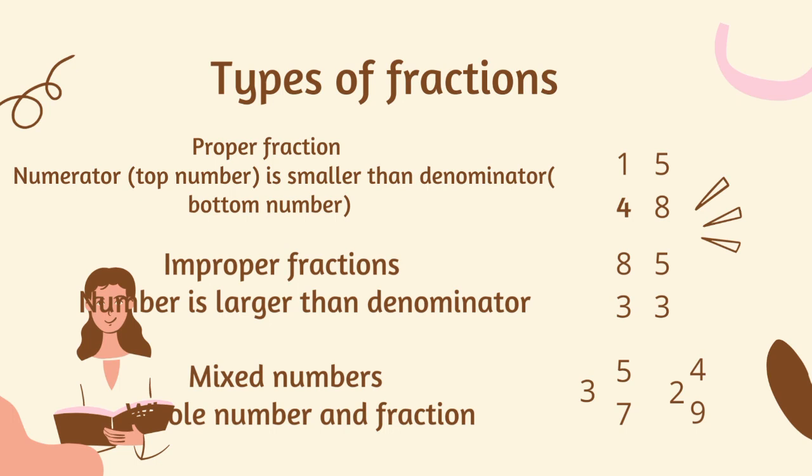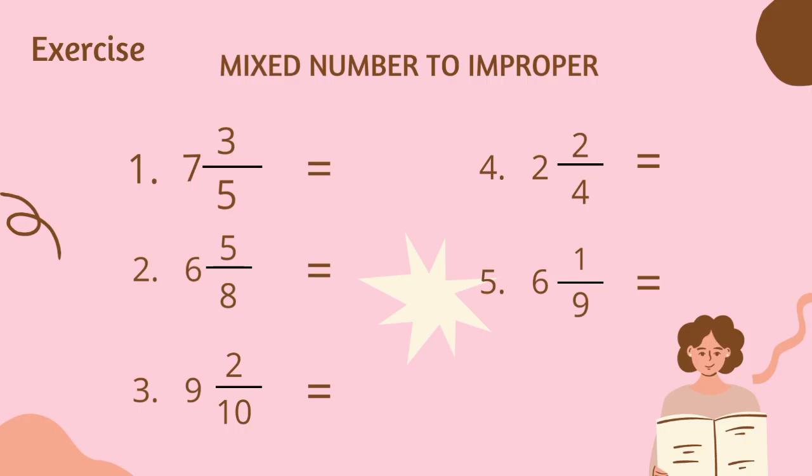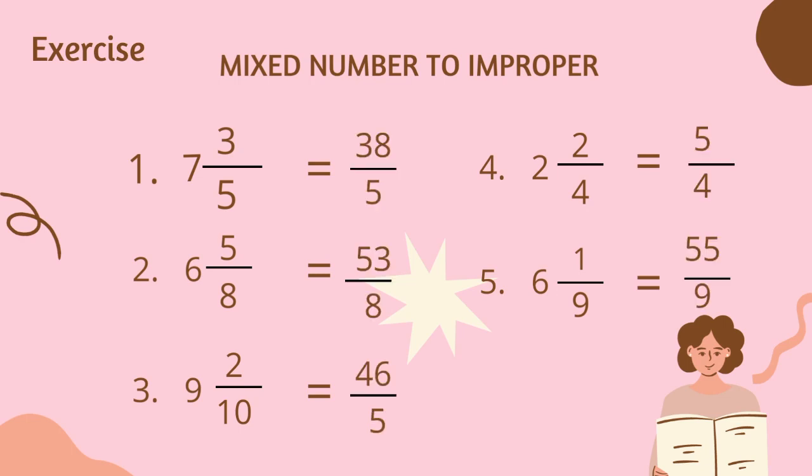So, yung mixed number naman, whole number and fraction. So, ganyan: 3 and 5, 7, 2 and 4 and 9. So, yung mixed number to improper, ang mangyayari, 5 times 3 plus 4 is equal to 19. So, copy the denominator. Next is exercise of mixed number to improper. So, here's the answer. So, 5 times 7 plus 3 is equal to 38. So, copy the denominator again, and that's correct.